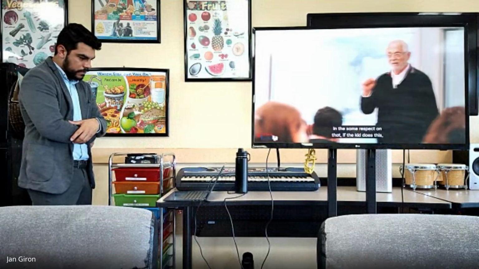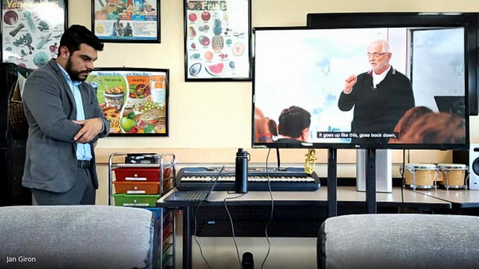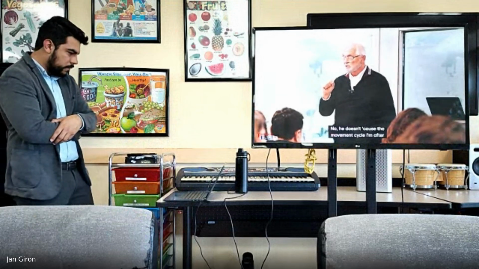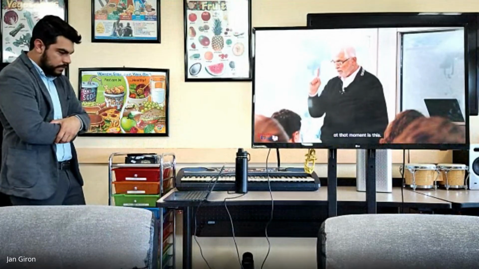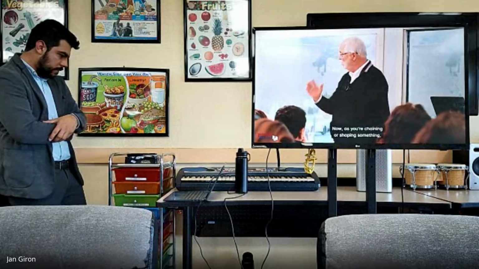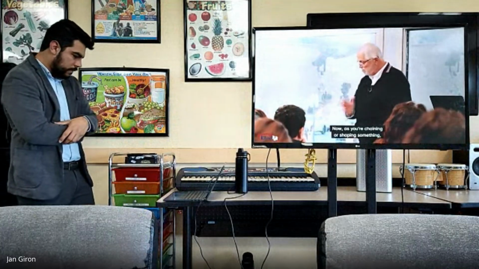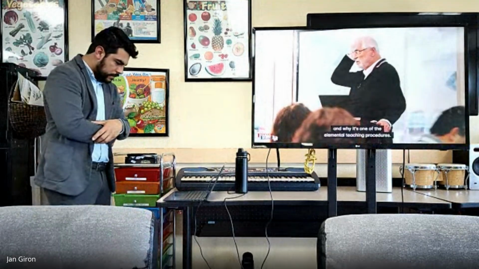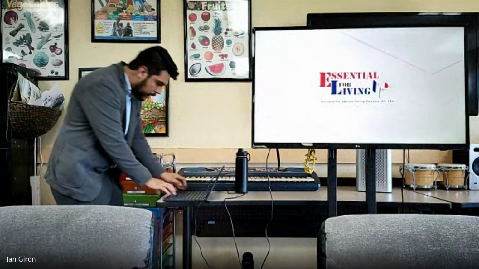In the same respect, if the kid does this, it goes up like this, goes back down, does he get the Cheeto? No, he doesn't, because the movement cycle I'm after at that moment is this. Now, as you're chaining or shaping something, the movement cycle can change. That's why movement cycle matters, and why it's one of the elemental teaching procedures.